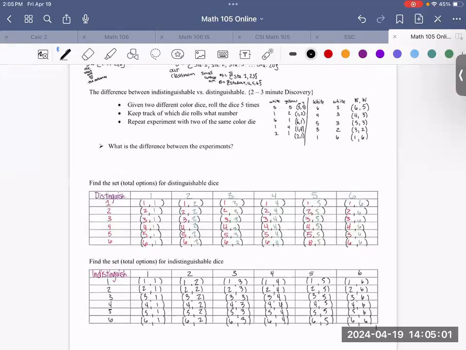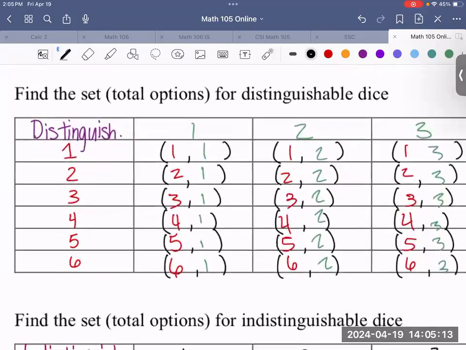So I have it all filled out. Again, it might be correct, it might not be, okay? This is what typically students come up with. Now, one of these is actually correct. One of them is not right. So let's look at distinguishable.